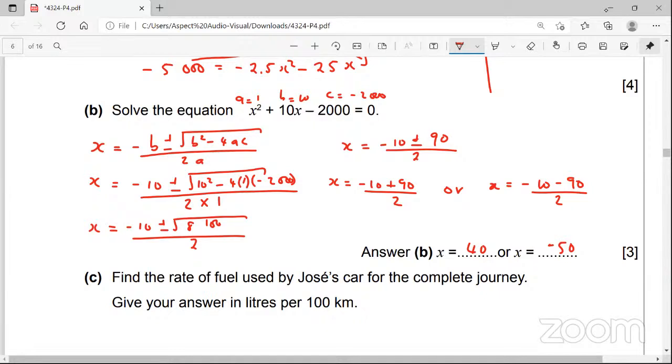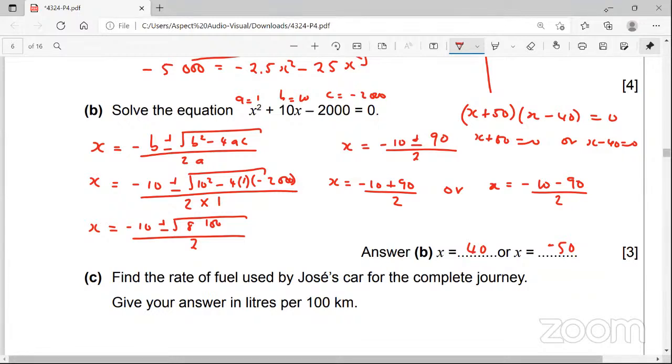Because if I have to factorize, then I'll end up with x plus 50 into x minus 40, which is equal to 0. Then I'll say x plus 50 is equal to 0, or x minus 40 is equal to 0. When I take them over, the 50 will become negative. When I take the 40 over, it becomes positive.